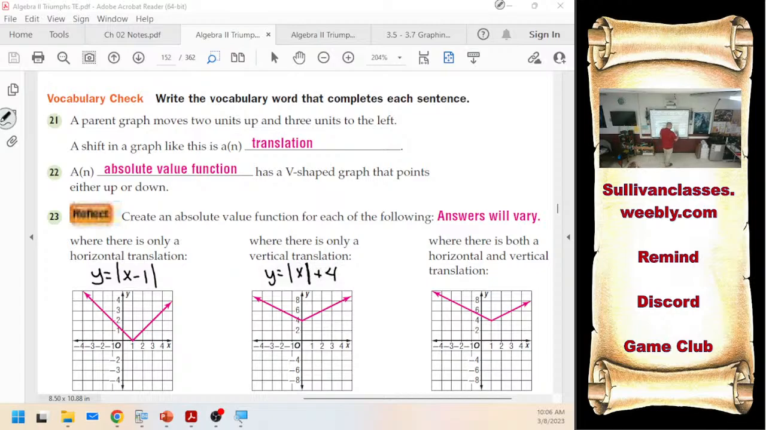And then this one, they did 2 at once. They did absolute value of x minus 1 plus 4. They put those two together and said I can do 2 things at once. Okay? All comes down to those notes. Do you have those notes about when I go right and left, up and down? If you got that and you know the parent function, you're good to go.